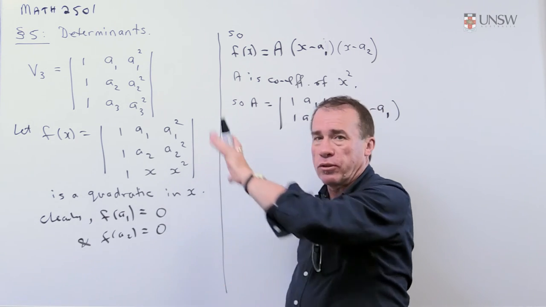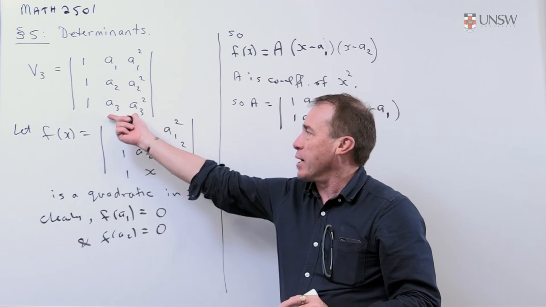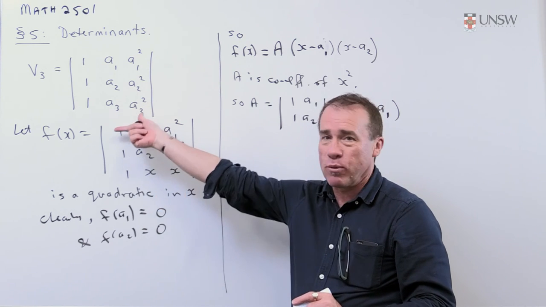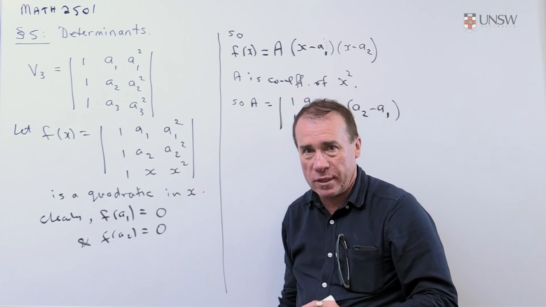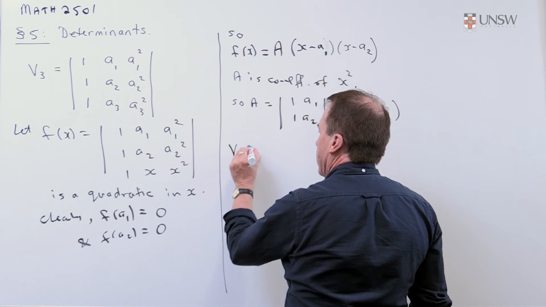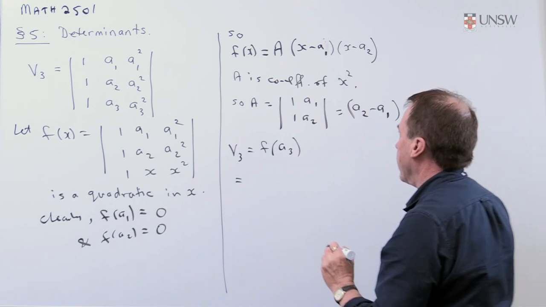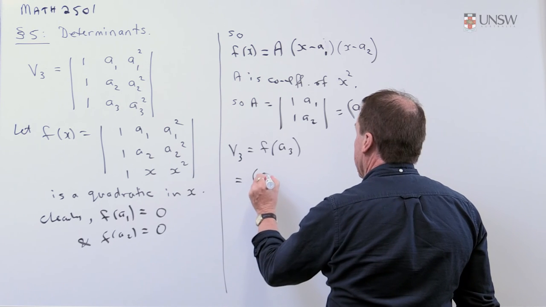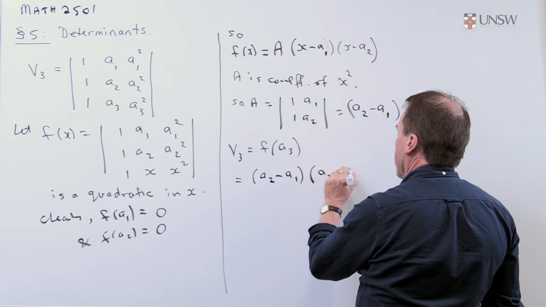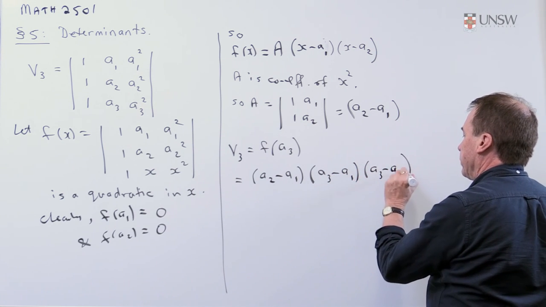and finally we need to get back to the original determinant, and that's easy because I replaced a3 with x to solve the problem. Now I do the reverse. I'm going to put x equals a3 and I can factorise the Vandermonde determinant. So V3 is just f evaluated at a3, and so I now plug everything in. So A is a2 minus a1. Now this is a3 minus a1 and this is a3 minus a2.